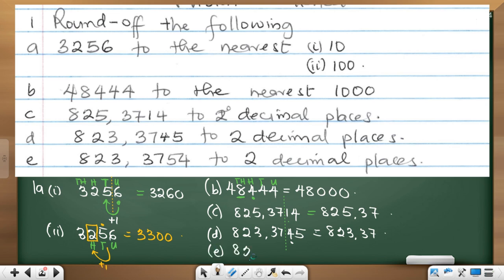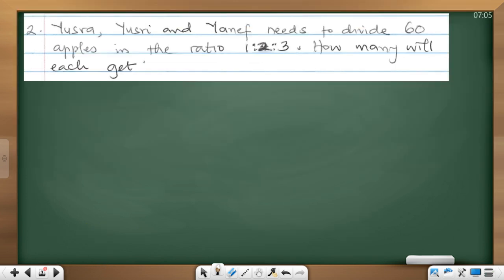E. 823.3754. Again to 2 decimals. So I count the 2 numbers behind the decimal. But what do you notice? This is a 5. Oh yeah, so this is going to change. It changes to 1 and we add it to that. So what do we have? 823.38. I hope this makes sense. All right, please go through the explanation. 4 and downwards, we don't do anything. We only change it to a 0. But 5 and above changes to 1 and it affects the number. Make sure you get the position correct.